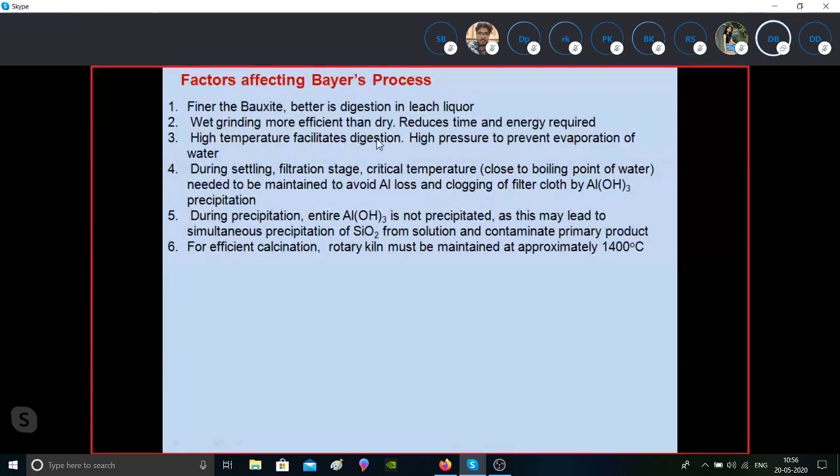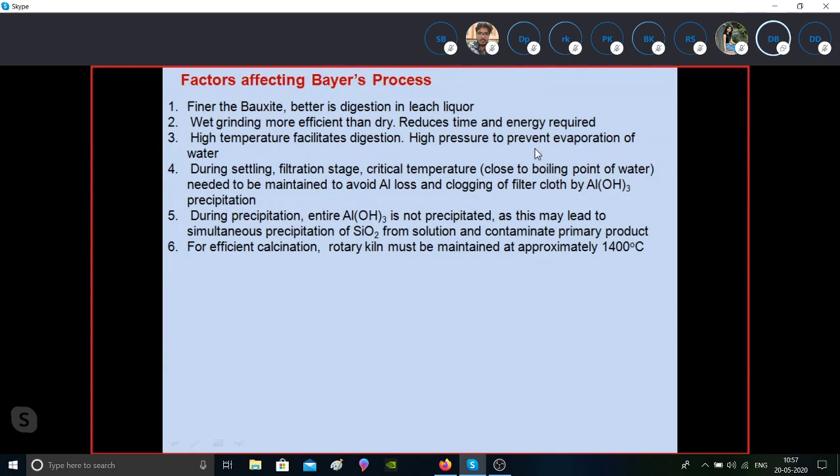digestion, but at that high temperature, water has a tendency to evaporate. At 180, 200 degrees centigrade, the water part in the entire mixture will not be able to stay in liquid form. We need to retain water in liquid form itself. Therefore, we have to apply very high pressure so as to minimize or avoid evaporation of water.